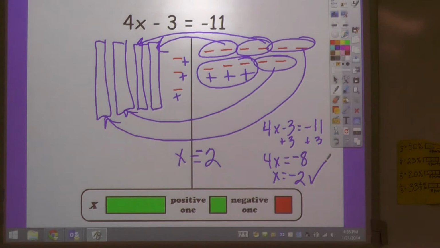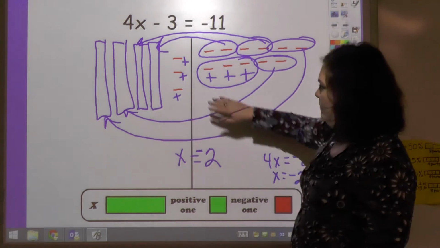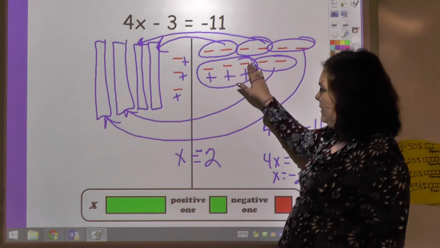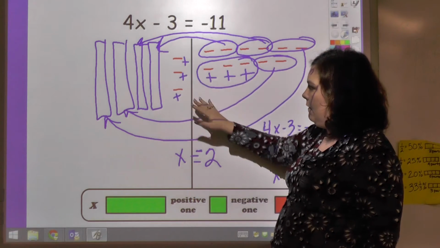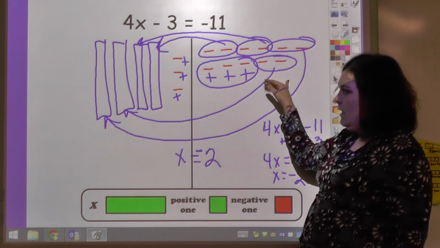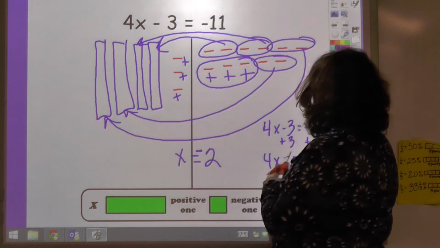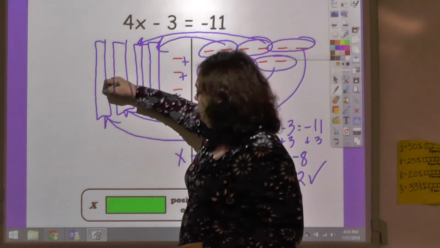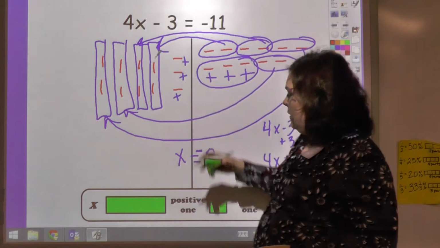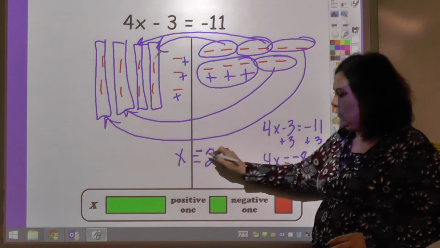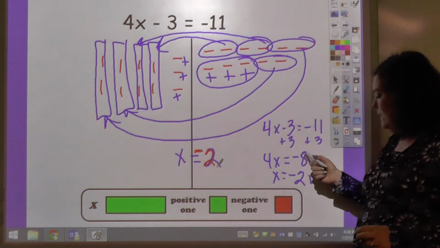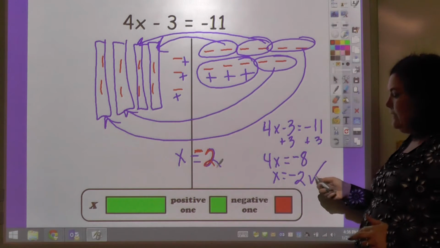Okay, so you can see it looks kind of messy. I balanced out these 3 negatives with 3 positives, put 3 positives over here, zeroed out, and that left me with 4x equals -8. And so I put 2 negatives in each one of these. 2 negatives in each one. Okay, so x equals -2. That's a -2.